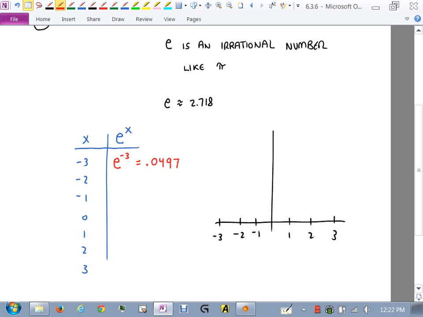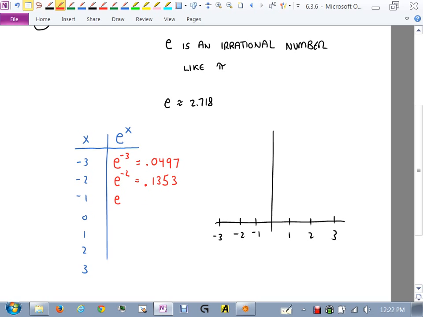0.0497. Okay, now do e to the -2. Yep, 0.135. You're going to have to graph this number, and that's not going to be very easy for us to do. How are you going to distinguish 0.0497 from 0.15? It's going to be very difficult. So let's just say, standard rule of thumb, let's go 4 decimal places for these, okay?